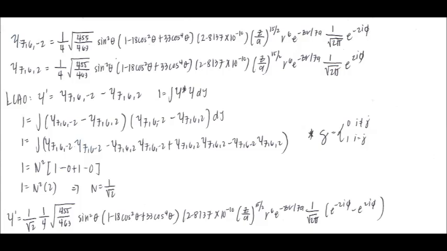And the eigenfunction psi 7, 6, positive 2 is equal to 1/4 square root of 455 over 463 times sine squared theta times 1 minus 18 cosine squared theta plus 33 cosine to the 4th theta times 2.8137 times 10 to the negative 10 times z over a raised to 15 over 2 times r raised to 6 times e raised to negative zr over 7a times 1 over square root of 2 pi times e raised to negative 2I phi.